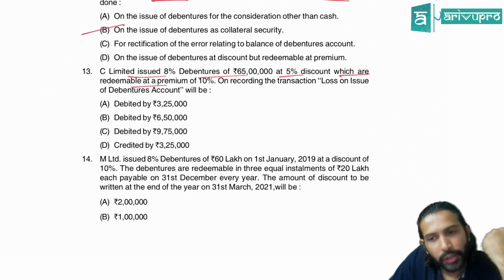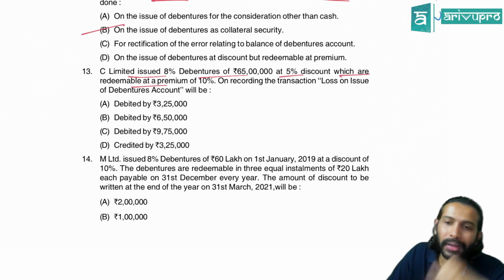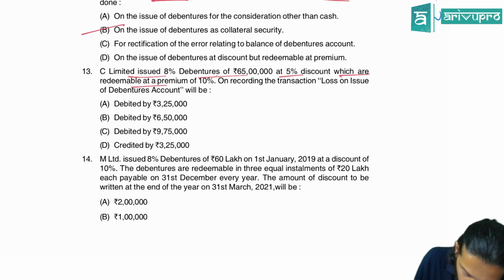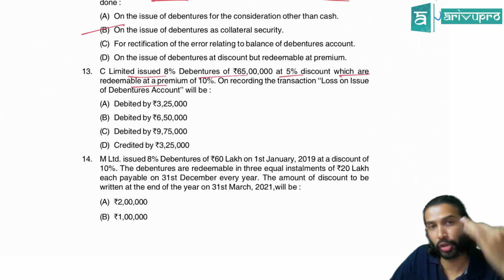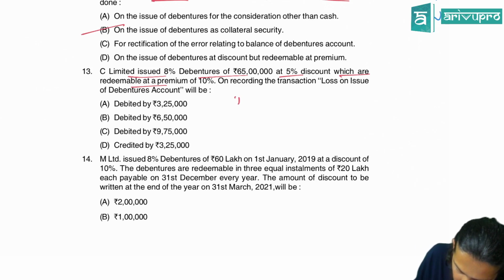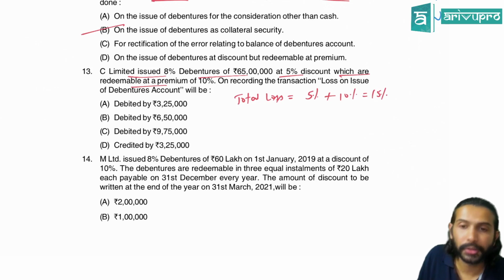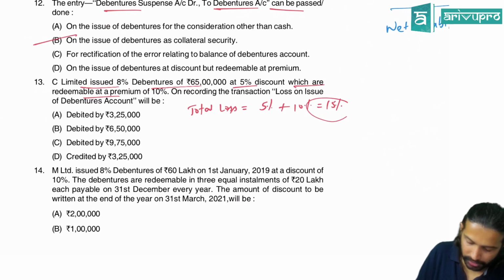They issued the debentures at discount, meaning they made a loss. They're redeeming the debentures at premium, meaning they're paying extra. That is also a loss. How much is the total loss percentage here? Discount loss is 5%. Premium loss is 10%. That means the total loss is 15%. The company is incurring 15% because both are losses.